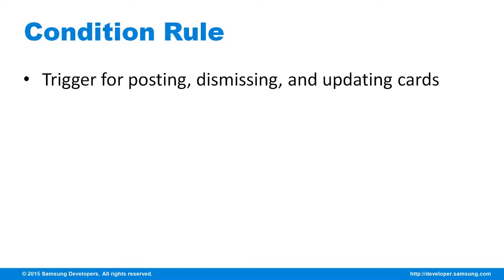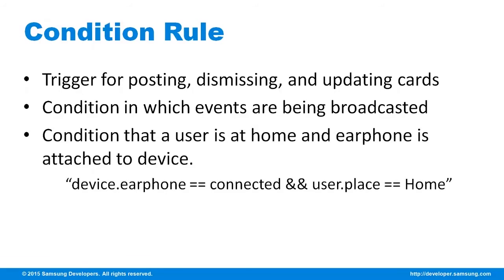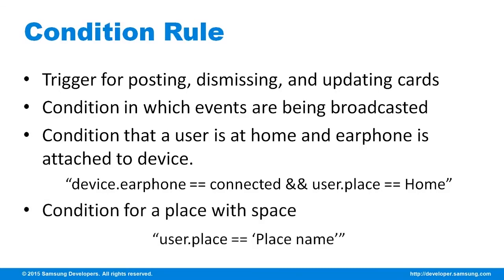Now that we have our cards, let's specify when they will appear with a condition rule. This is just a trigger for posting, dismissing, and updating cards. In a single app, we can deploy different cards, but of course, at different circumstances or triggers. Say, I want to deploy a card when the user is at home and using his earphones. Now this is my condition rule. This next sample is just to show you the use of quotations.